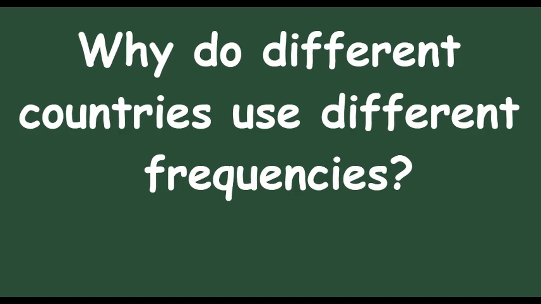Let's break it down. Radio and TV broadcasting. Different countries use different frequencies for radio and TV broadcasting. For example, in the United States, FM radio stations broadcast around 88 to 108 megahertz, while in Europe, they use a slightly different range. This way, neighboring countries can have their own stations without interfering with each other's signals.